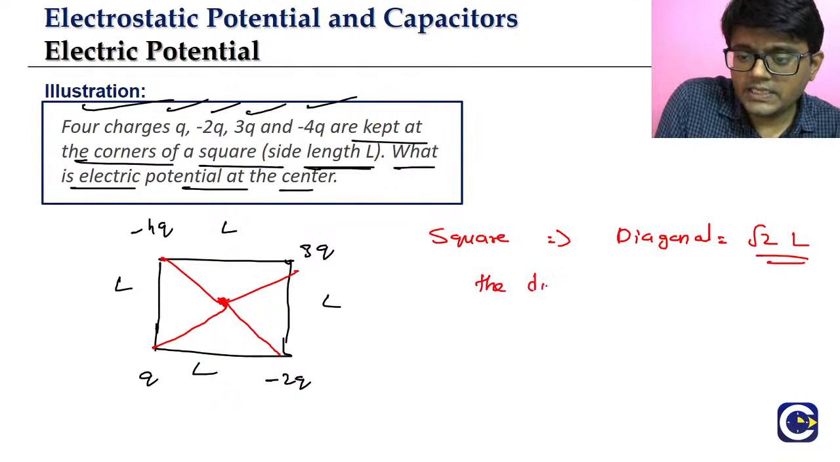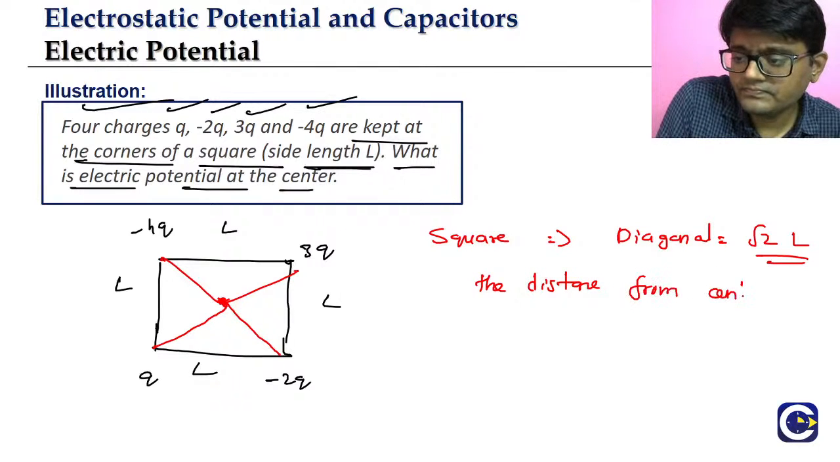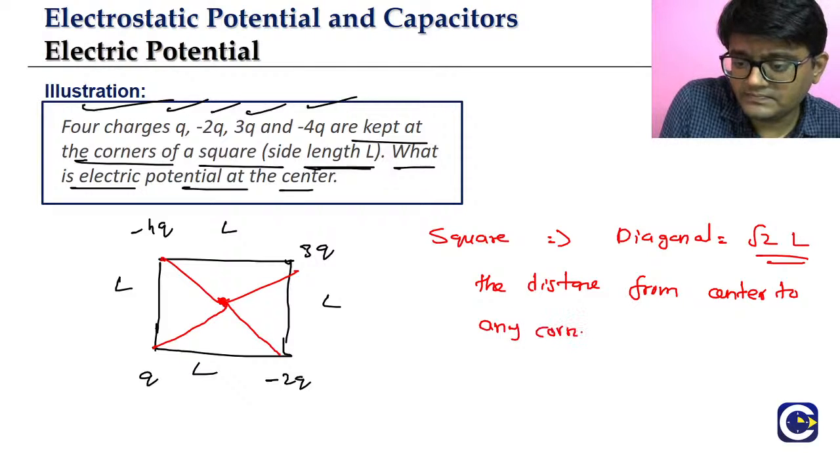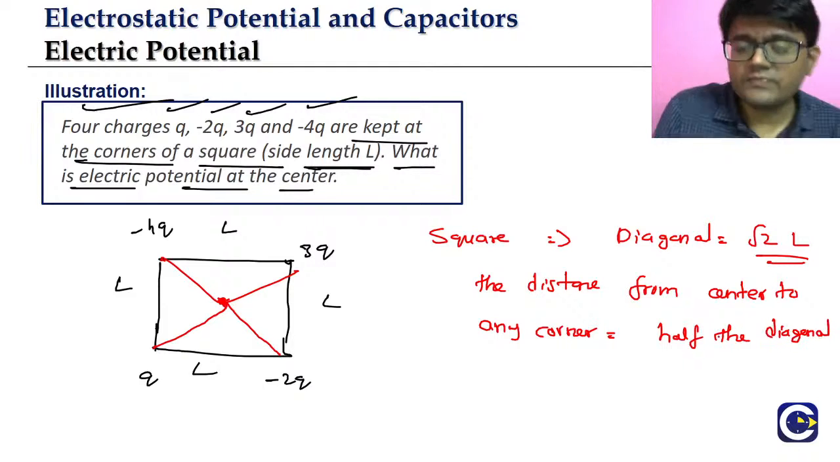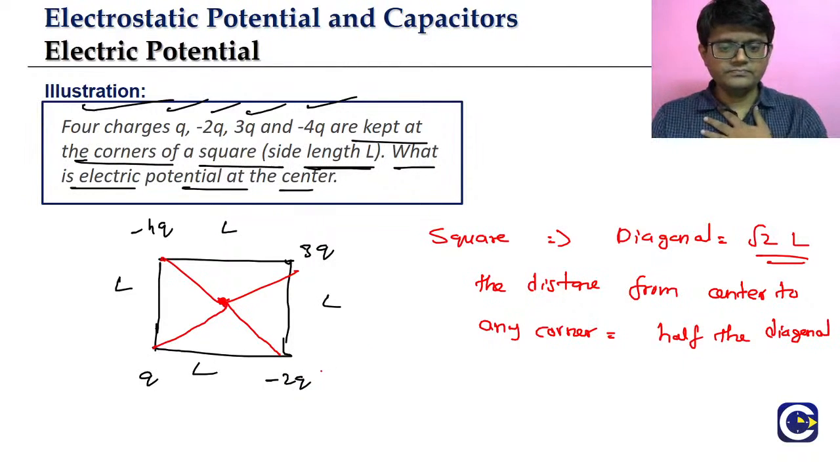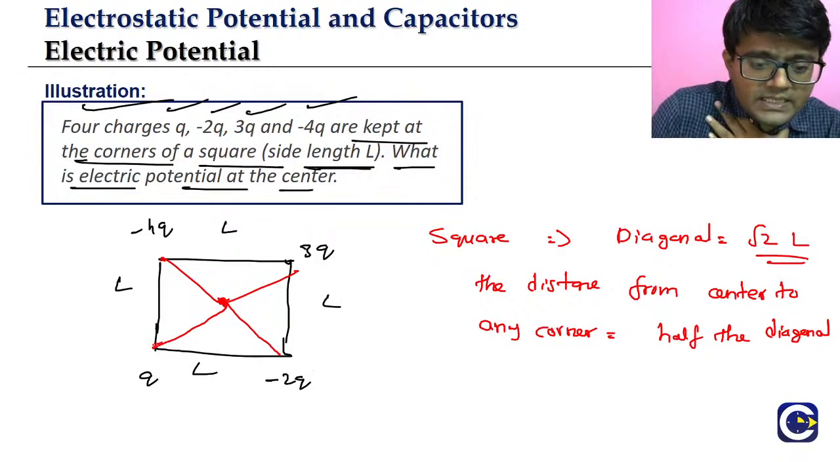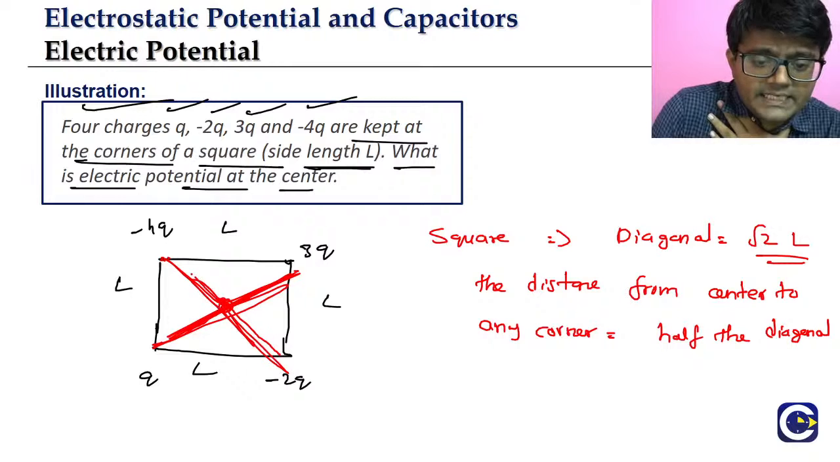The distance from center to any corner will be equal to half the diagonal. How does it come, look. The diagonal, right, each of the diagonals will be bisecting.